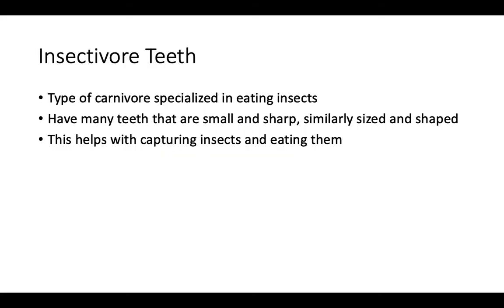And then we've got insectivore teeth. They're kind of weird. So there's not a lot of highly specific insectivores. Not a ton as far as mammals go. But there are a couple really interesting examples. So they have a whole bunch of teeth that tend to be small and sharp, and most of them kind of look the same. And that helps with capturing insects and eating them.